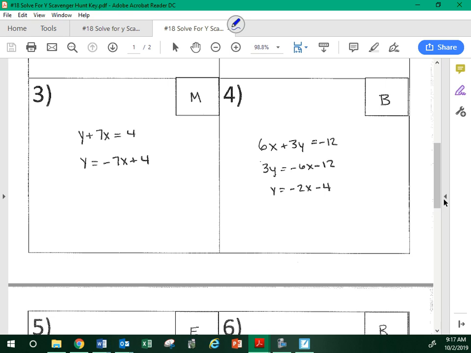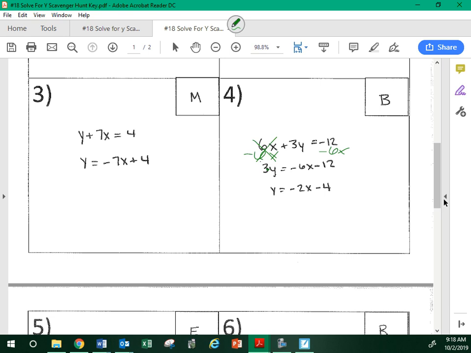So for a problem like number 4, we have to get y completely alone. So I need to get rid of my 6x. I have a positive 6x. What's the opposite? Okay, so I do minus 6x, minus 6x. So over here, I just have 3y left over. I can't combine these. This is a 12, this is an x. They're not the same term, so I can't combine them together. I like to write my x's first, so x has a negative 6, negative 6x, and it's a minus 12. And then I have 3 times y.